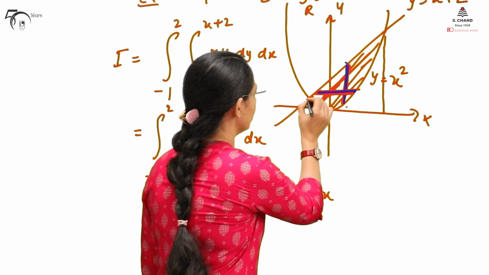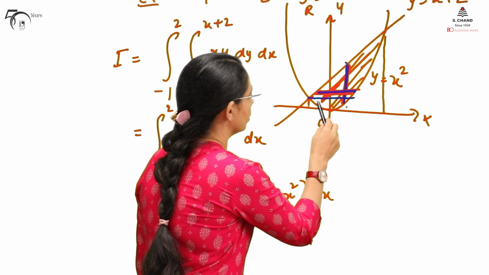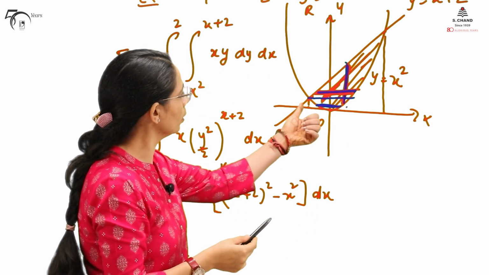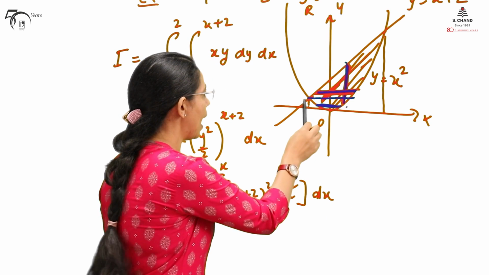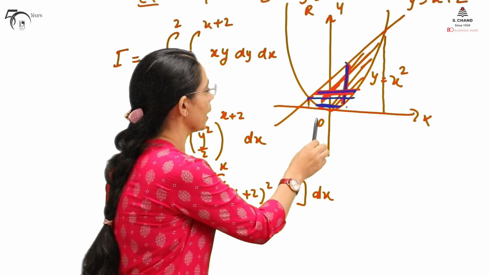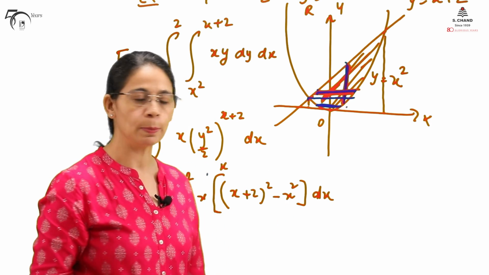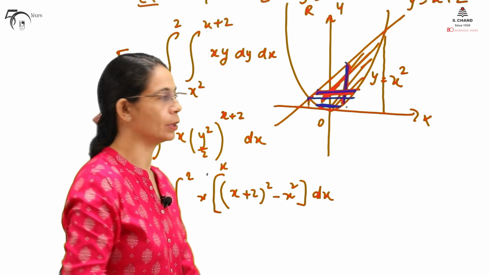But if you look at the region below this point, and the strip is moving like this, the lower end is lying on the parabola and the upper end is also lying on the parabola. As soon as it crosses this point, the lower end is lying on the line y equal to x plus 2 and the upper end is lying on this parabola y equal to x square.